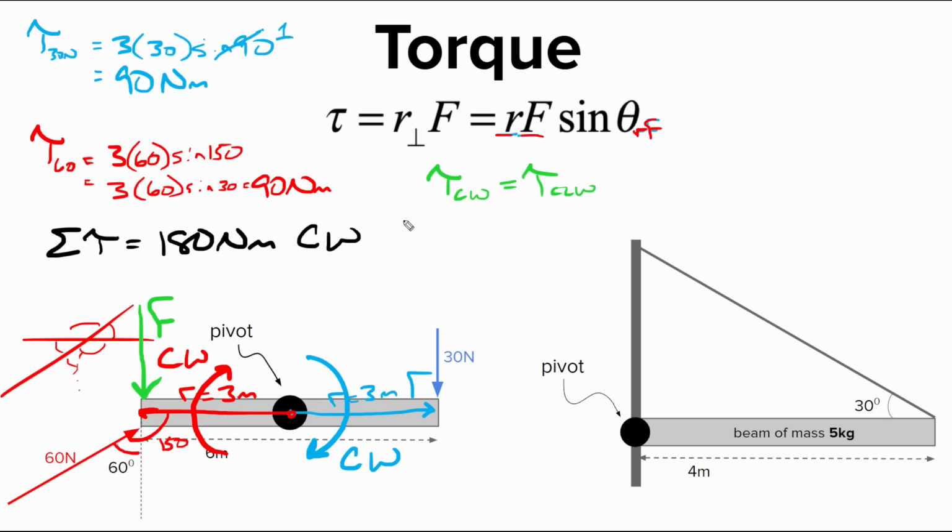We know what the clockwise torques were. That was 180. Okay, equals. Well, let's find the torque from this guy. Remember, step 1, draw the force. I just did that. Step 2, draw the R. R goes from the axis to where the force is. Again, it's 3 meters.